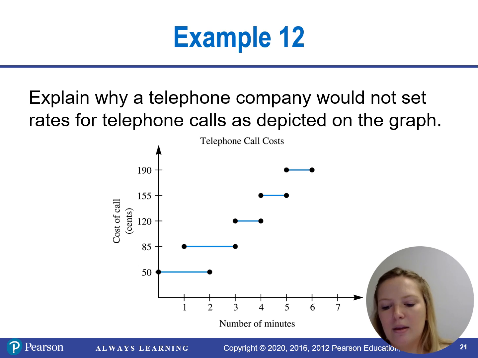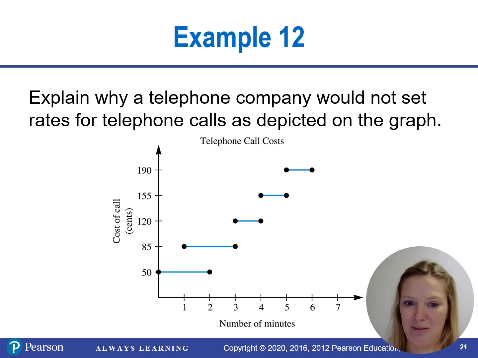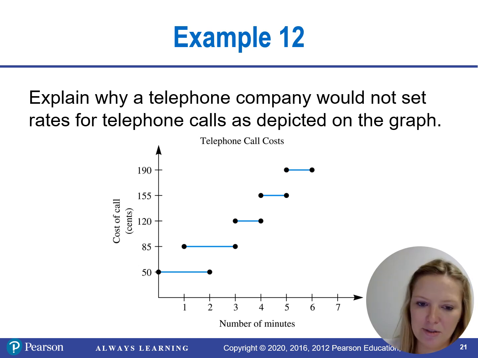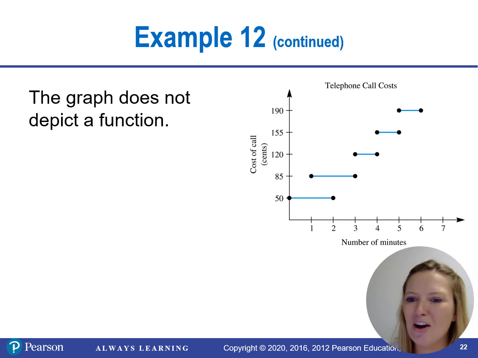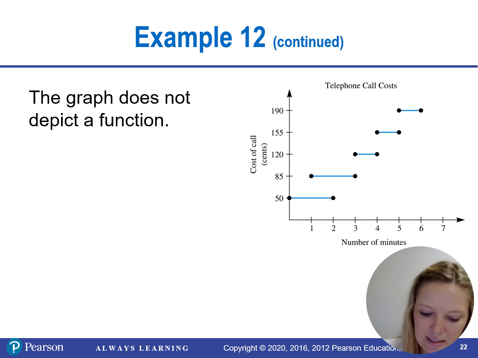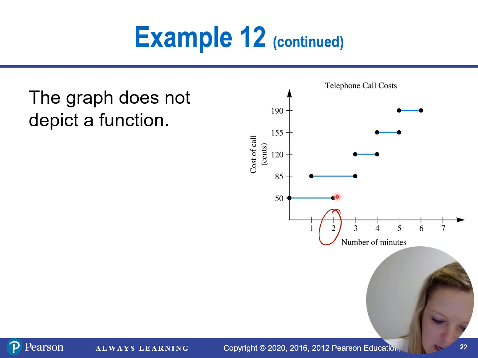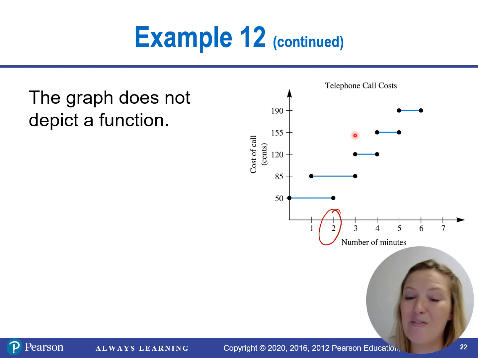So last example here, if we think about this graph, we want to think about why a telephone company would not set its rates for calls as depicted on this graph. If we look closely at this graph, it is not a function, and it's not a function because, say for example, if you make a 2-minute phone call, then the company could charge you either 50 cents or 85 cents. And same for a 1-minute call, they could either charge you 50 cents or 85 cents.